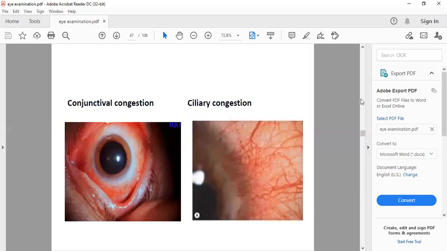So these are some of the conjunctival abnormalities. I told you that day that this is conjunctival congestion. Please notice that the limbus is relatively white, whereas the congestion is predominantly in the peripheral area. And in ciliary congestion, the congestion is more at the limbus. So that's why it is ciliary congestion.